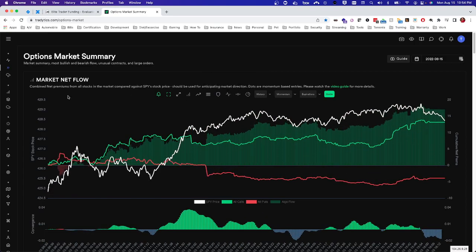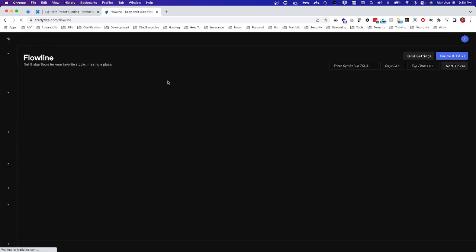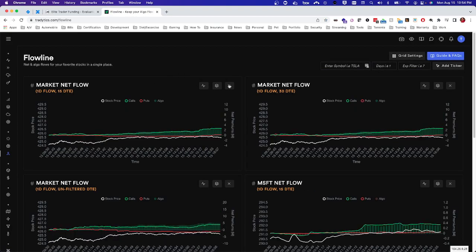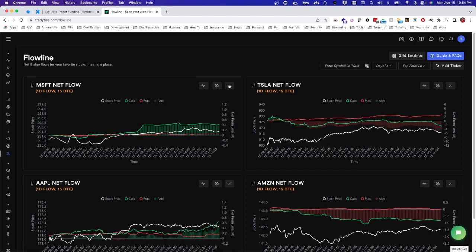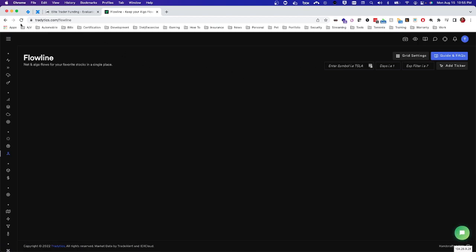So those are two new features I want to cover, and then I want to get into a very exciting feature called Flowline. So on the left menu under Flow, if we go to Flowline, I'm actually just going to blow away everything here and just show you how I have it set up and why I have it set up this way. And let me refresh.